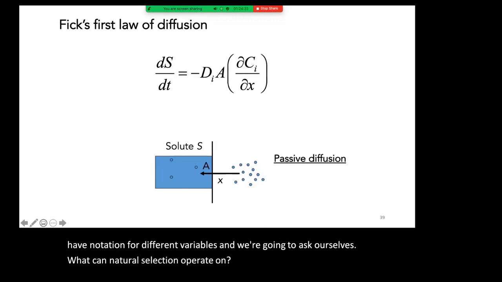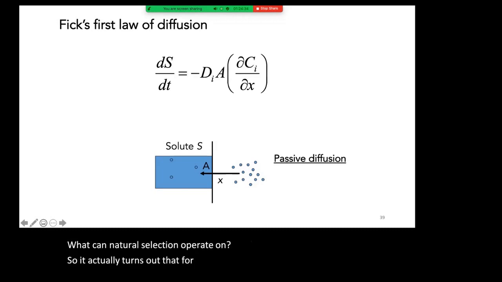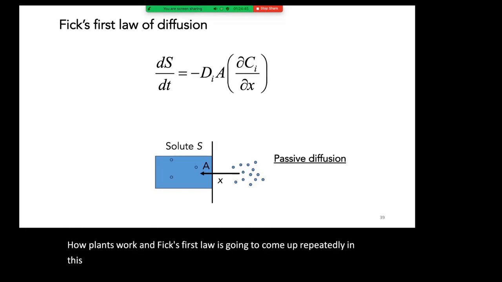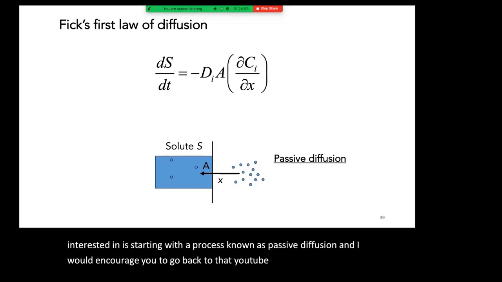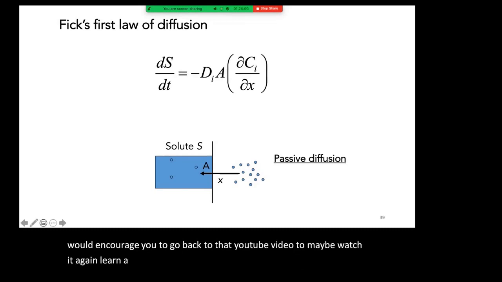It actually turns out that Fick's first law of diffusion is a fundamental equation shaping how plants work, and it's going to come up repeatedly in this class. It's a pretty simple equation, because what we're interested in is starting with a process known as passive diffusion. And I would encourage you to go back to that YouTube video, maybe watch it again, and learn a little bit about diffusion. All right.